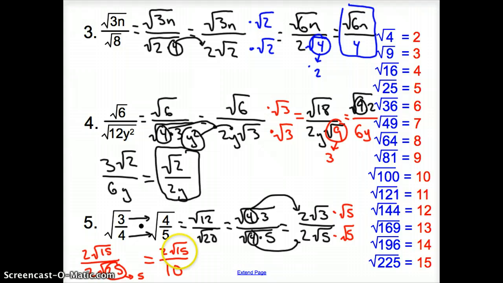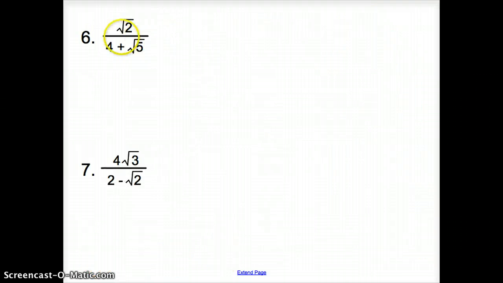Now this square root of 15 isn't really 15, it's a decimal number. But I can simplify here. I can take a 2 out of the top and bottom to have the square root of 15 on top and 5 on the bottom. Again, I cannot simplify because that square root of 15 is actually a decimal number. Let's try a couple more.